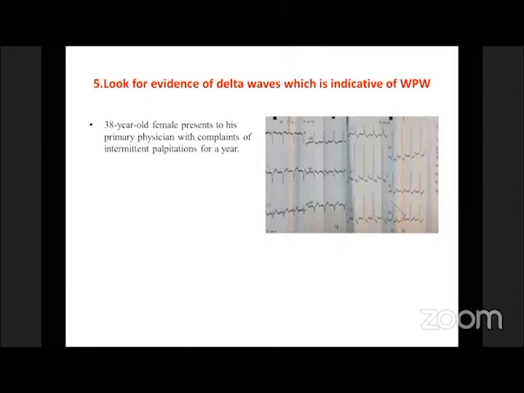Another morphological feature of the QRS is the delta wave. This ECG is taken from a 38-year-old female presenting with palpitation. There is a positive slurred upstroke deflection before the QRS and a short PR interval. So this is a typical ECG feature of WPW syndrome or pre-excitation.